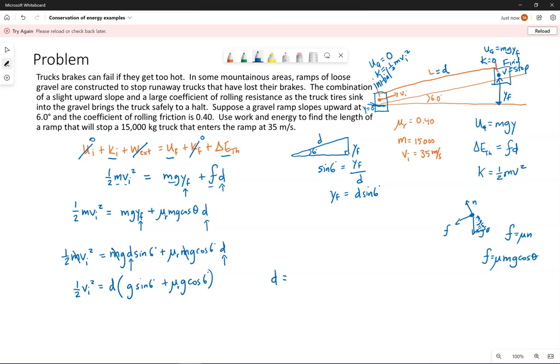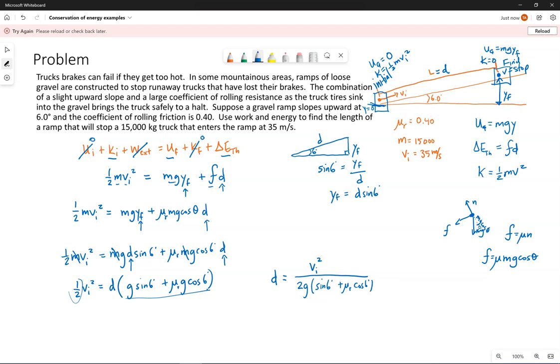D can be calculated by v squared over 2. Oh, I can factor out the g. Let's go ahead and do that for minimizing plugging in our numbers. So the 2 comes from the 1/2. I'm factoring out the g because I'm dividing these terms in parentheses over to the other side. That leaves me with sine of 6 plus mu cosine 6.